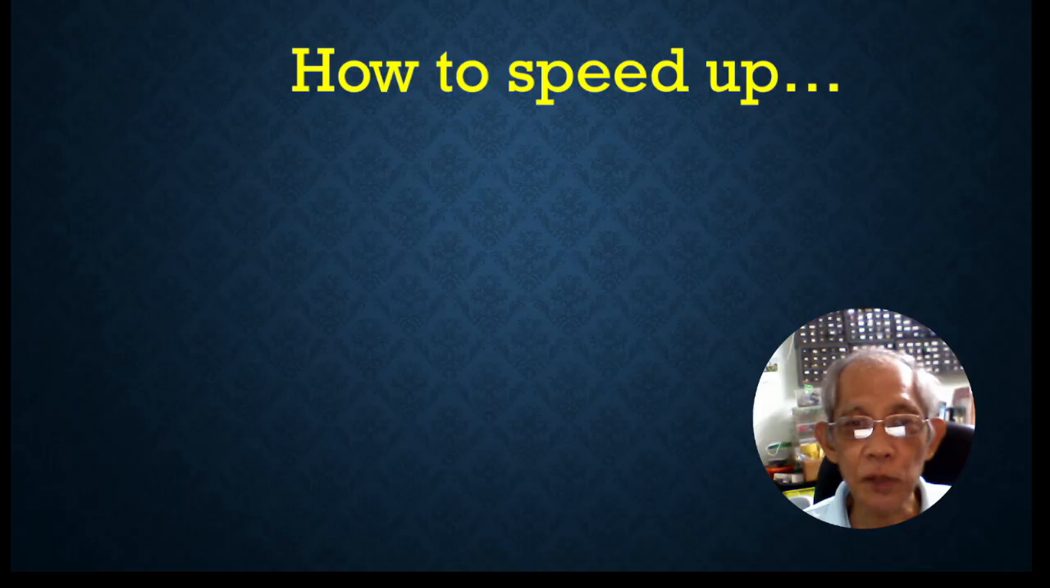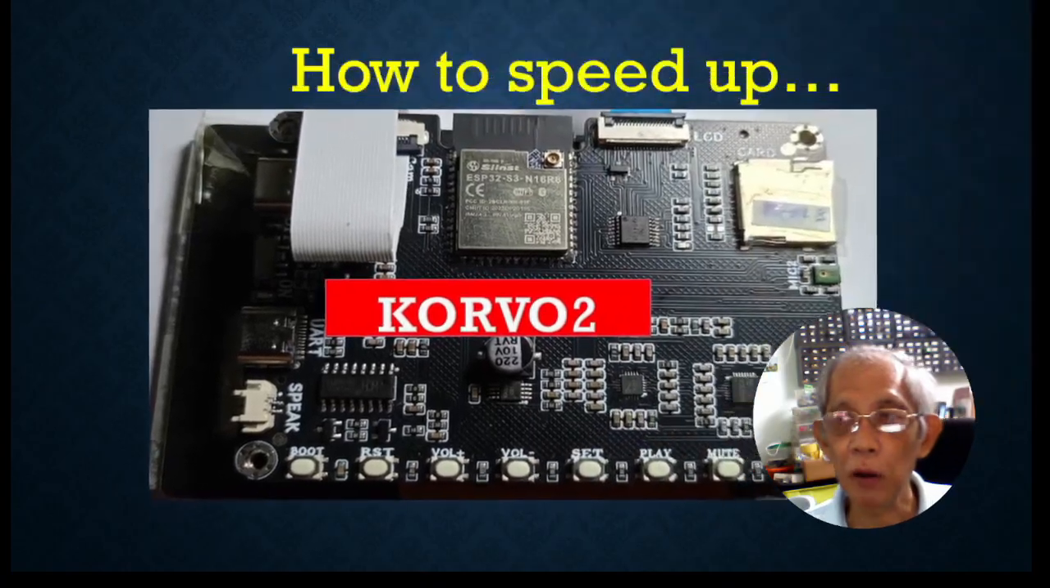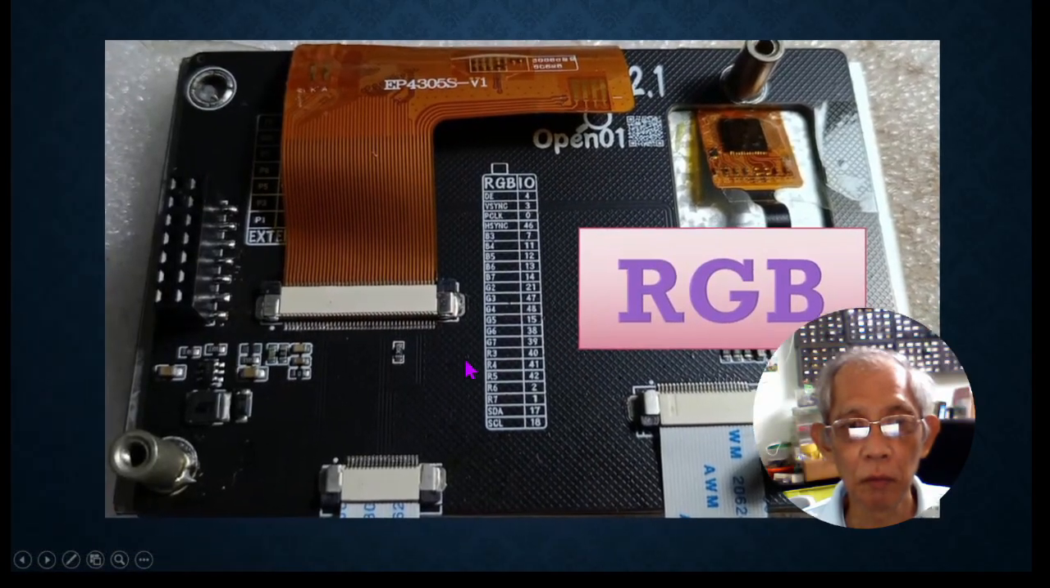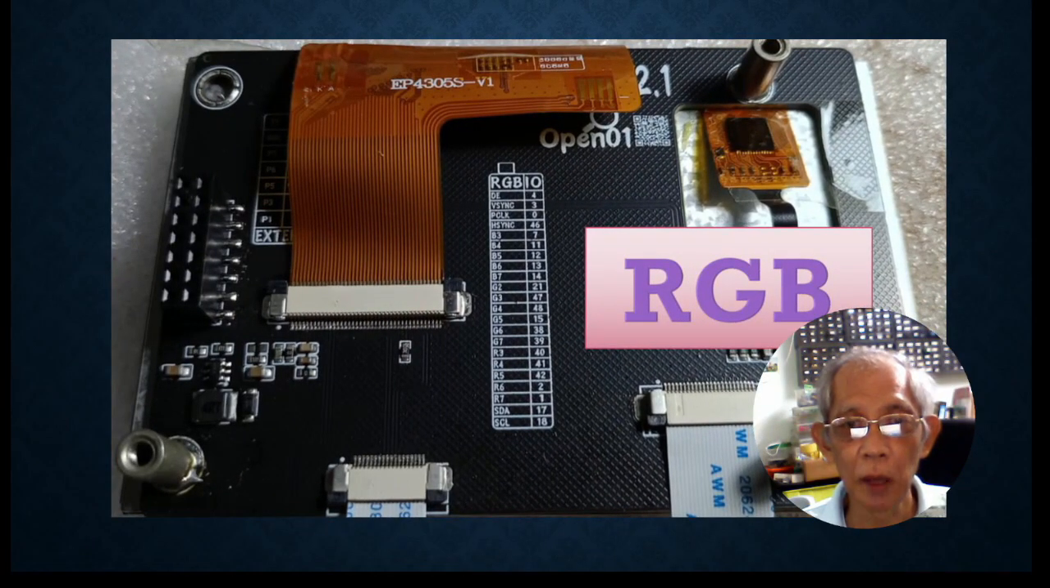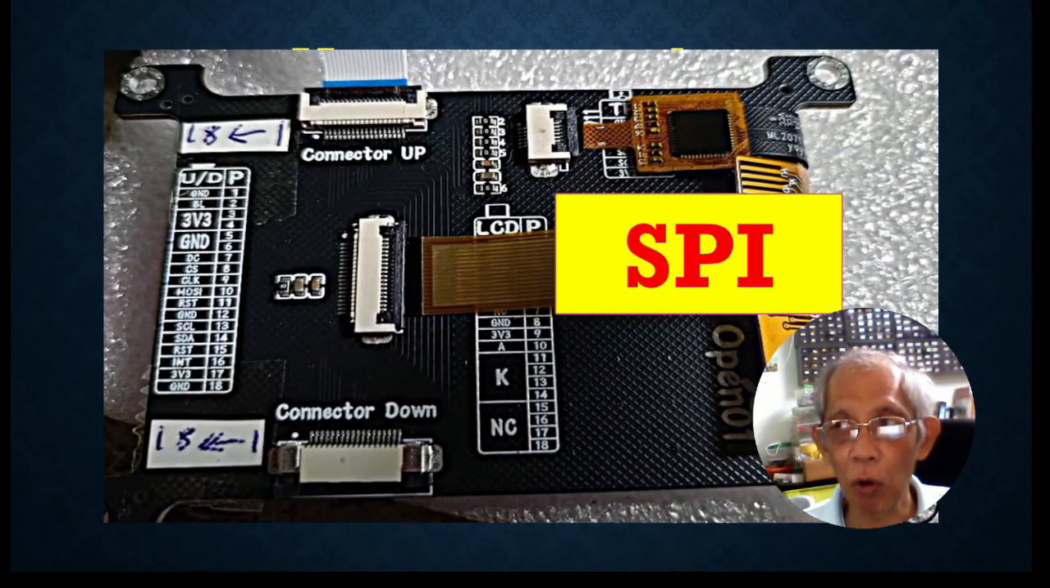Now, how to speed up the process? We can't be wasting too much time and end up with no results. First, identify your hardware. In this video, we're making use of a common board as our ESP32 development environment. By looking at your LCD board, you can check whether your TFT is RGB or the SPI protocol.